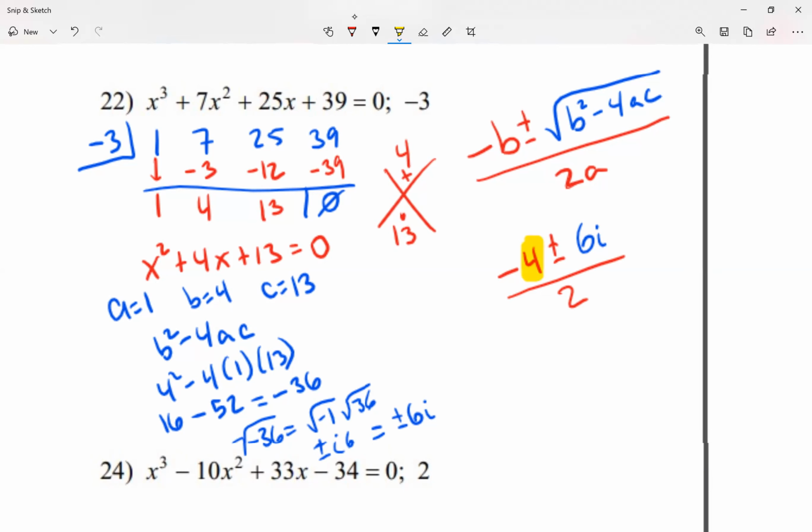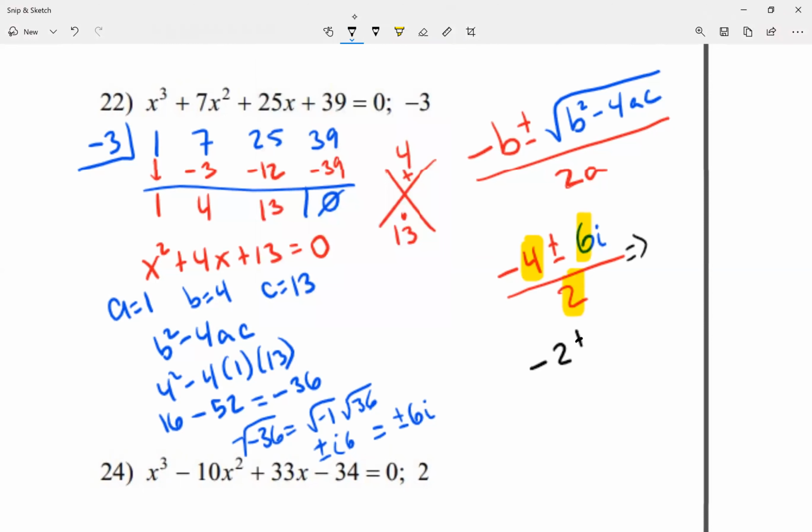Look at your whole numbers. I feel we can divide them all by 2. Okay, so this is going to become -2 plus or minus 3i over 1. Notice I divided each number by 2, right? I simplified. Now, anything over 1 is not a fraction anymore. So my other two solutions are -2 plus or minus 3i. All right, so that means one of them is -2 plus 3i, and the other one is -2 minus 3i.